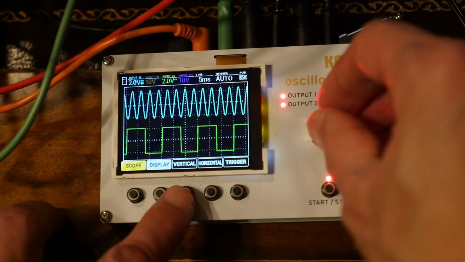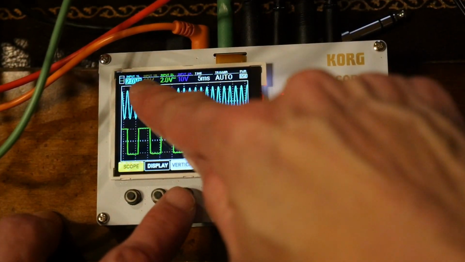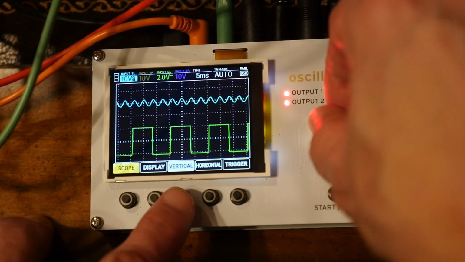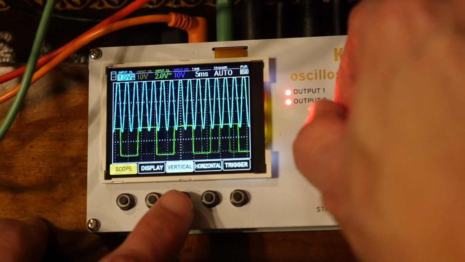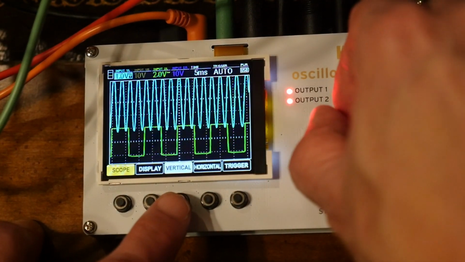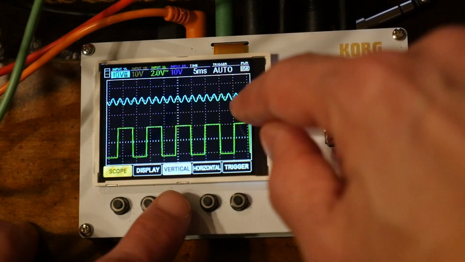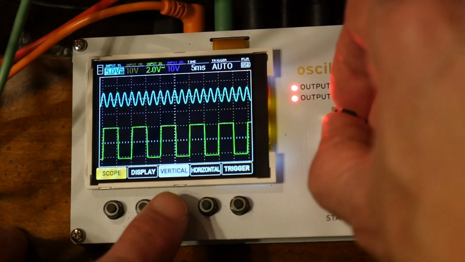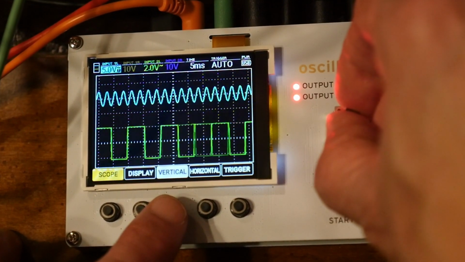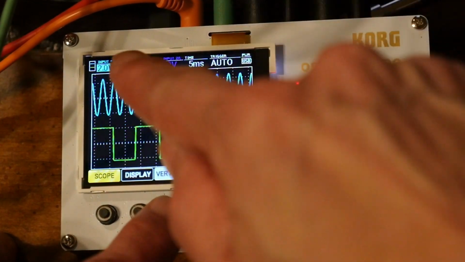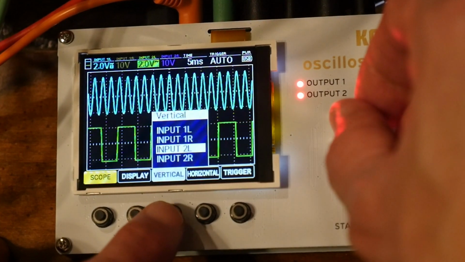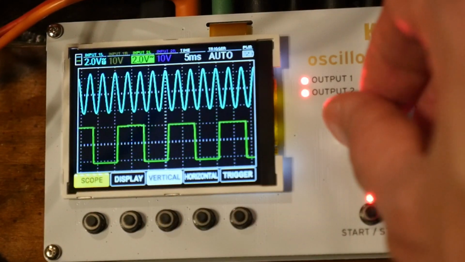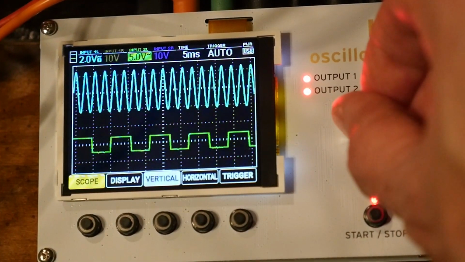The next setting I can control is the vertical. Which signals do I want? At what voltage range? So the higher the voltage range, the smaller the graph. At the lower voltage ranges, the larger the graph. And again, I can choose which one I'm controlling by pressing the vertical button and selecting. And it changes which input I'm actually controlling.